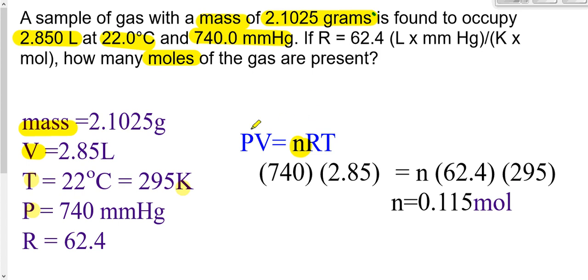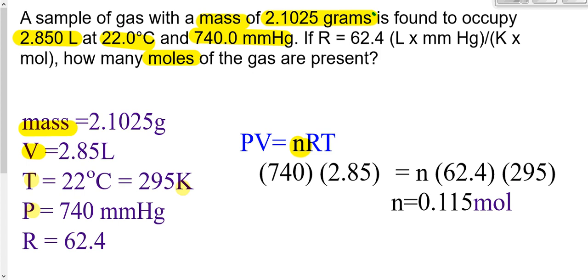So always step one is to write our formula. PV equals nRT. And as usual, I'm going to give you a mark just for doing that part. Substituting pressure, volume, the gas constant, and temperature, and then solving for N, we get a value of 0.115 moles. So we're just shy of a whole mole. We're shy of one whole group. We're at a fraction of a grouping. That's how many moles we have.